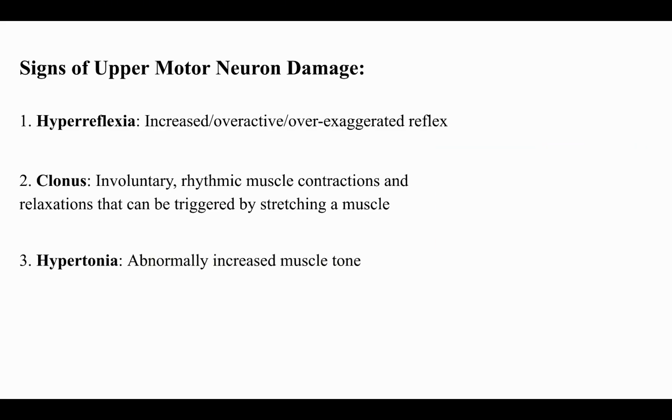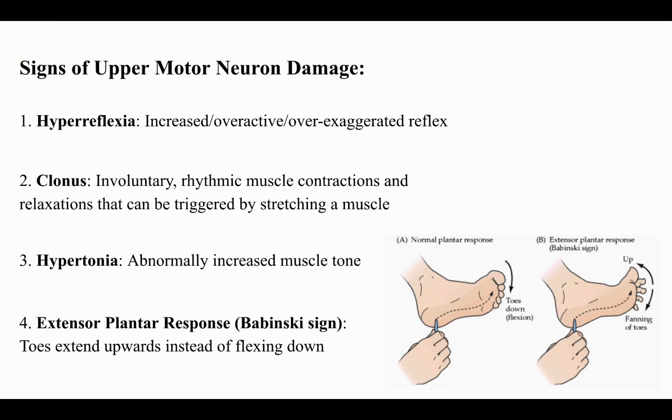Now the third thing is hypertonia, which is abnormally increased muscle tone, like your muscles are really contracted and tense. The fourth one is the extensor plantar response, also called the Babinski sign. So normally if we look on this diagram on the right, as we scrape a hard object from the heel to the toes on the bottom of your foot, normally your toe should curl down or flex. But in the Babinski sign, when you do that same motion, the toes go upwards or extend up.